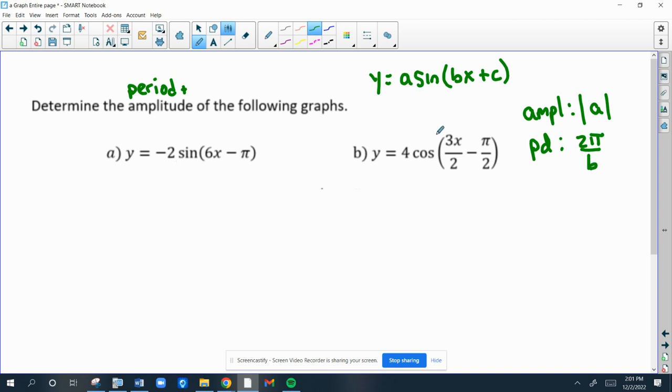So it's easy to find these things. It's a little bit more difficult to understand them. So make sure you try to understand them. So let's talk about the period and amplitude first.